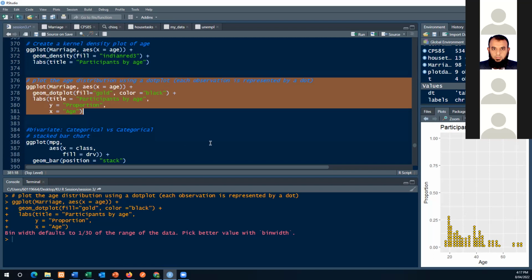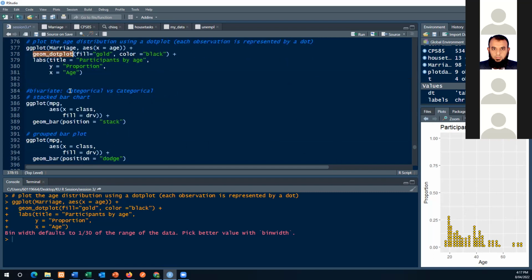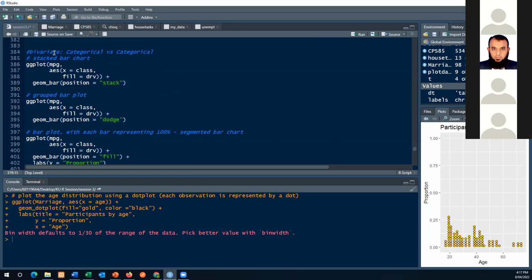So that kind of a geom dot plot is good for numerical univariate data. Now bivariate. Bivariate means two variables. We can have categorical versus categorical, category versus numerical, or numerical versus numerical. For category versus category, the ideal case is the stacked bar chart.